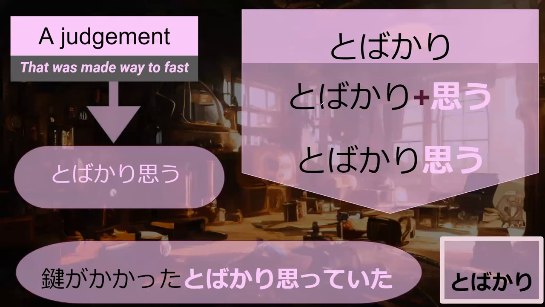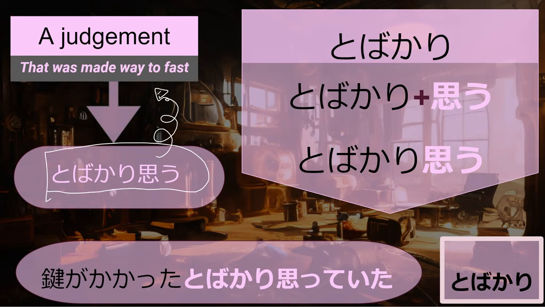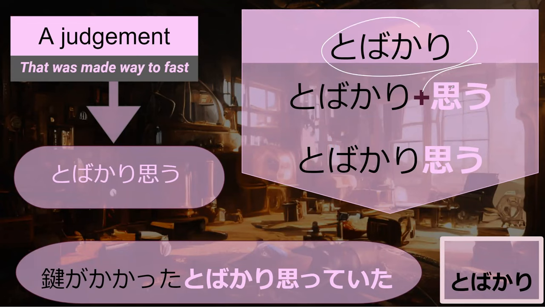So taking that, you can say to bakari to omou, which would literally be as if to think, when used actually to mean you made a judgment too fast. Like, I had thought this, but this thought I had was wrong, is how it basically is used. It's just to bakari plus omou. So it's a little bit of an exception to that rule we just looked at on the last page. Can you read the line down here for me?